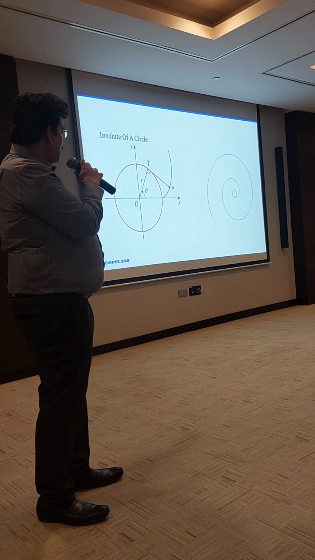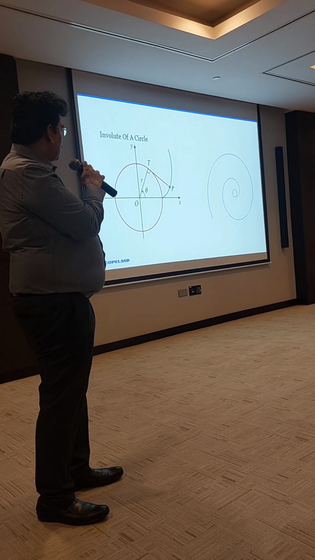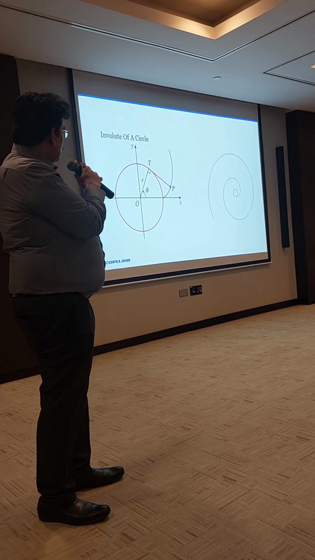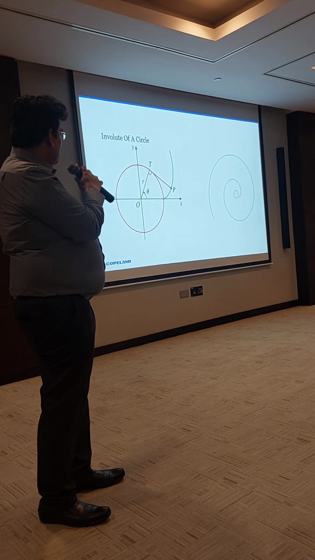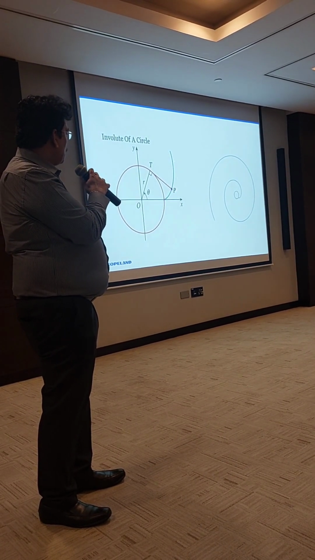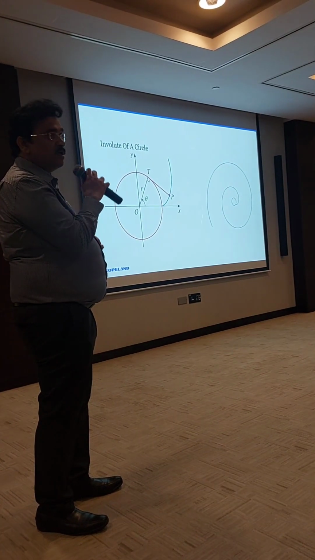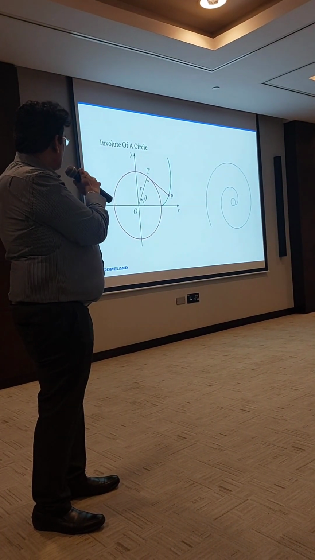Then we have one more thread, so you remove it from the other point. These two are just opposite. You are removing from here, and whatever thread you remove forms a spiral like this. For the other scroll, you remove it from here.